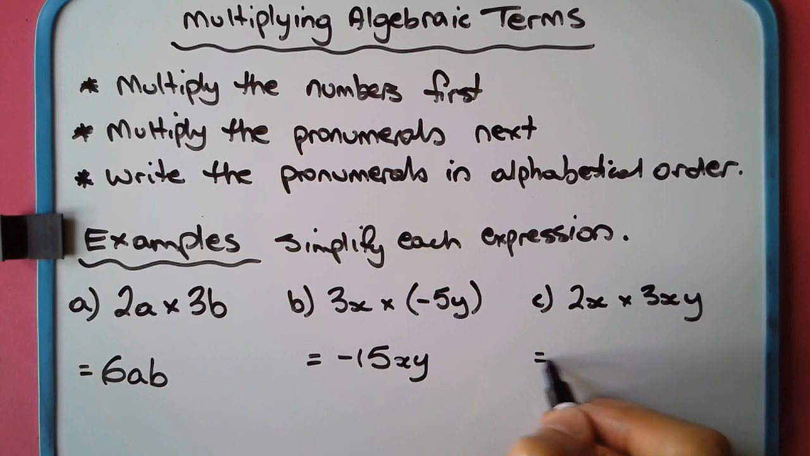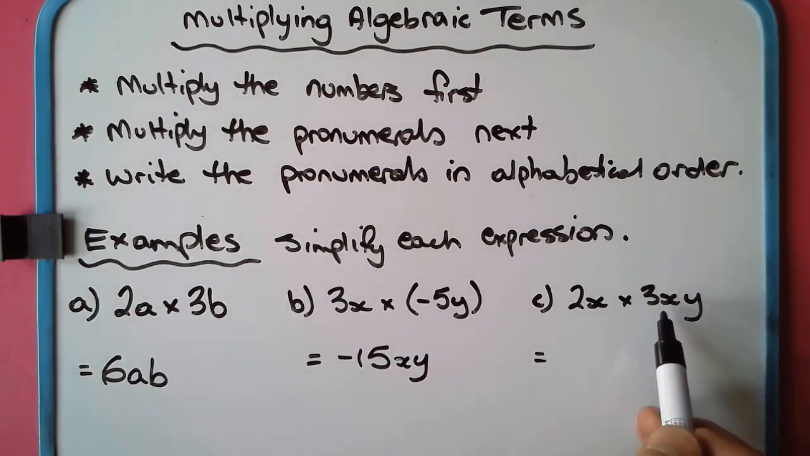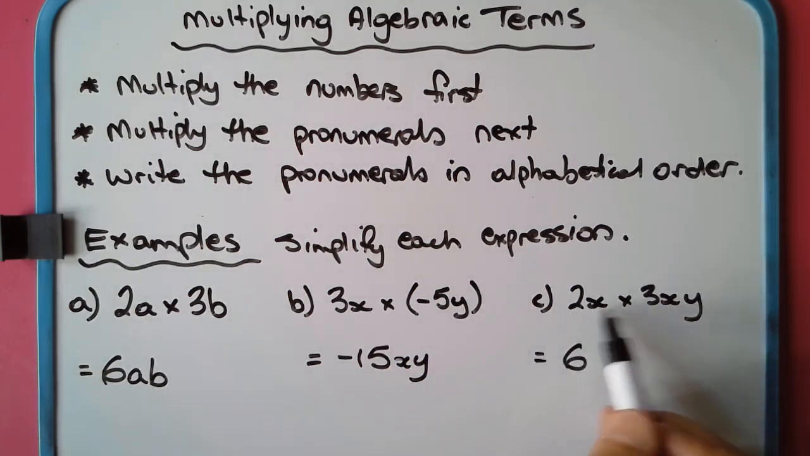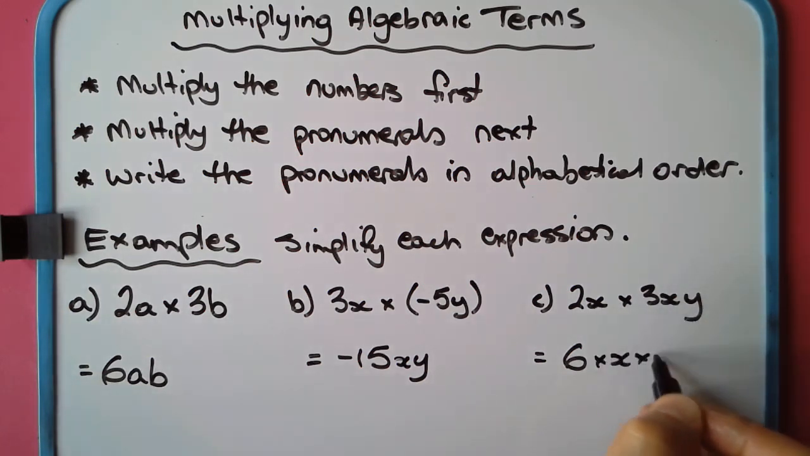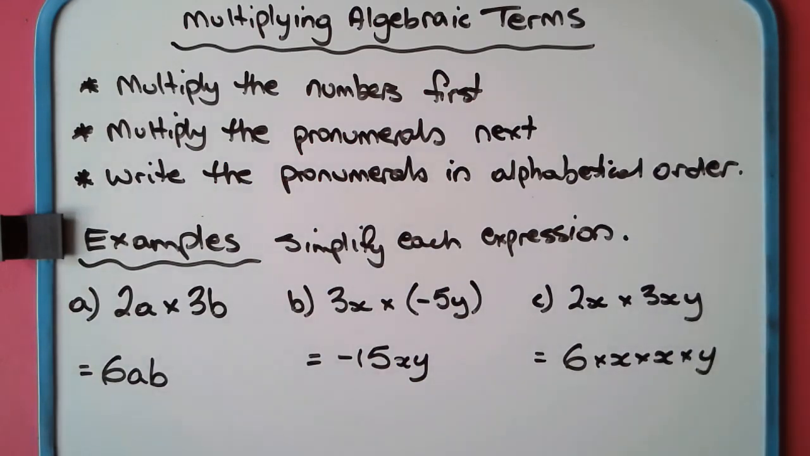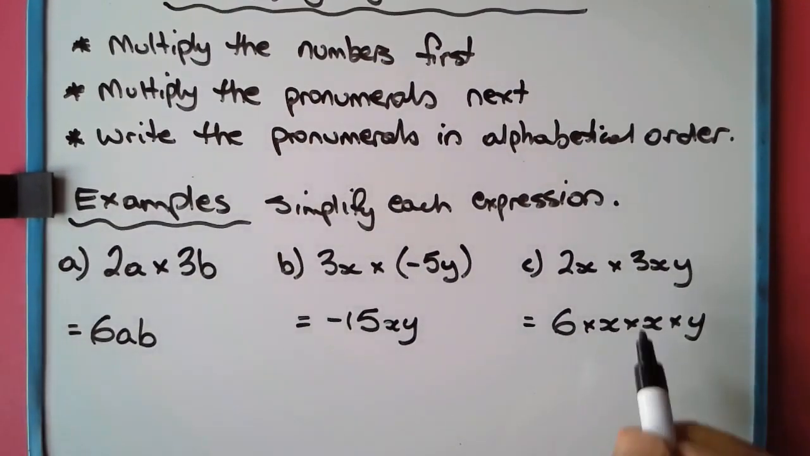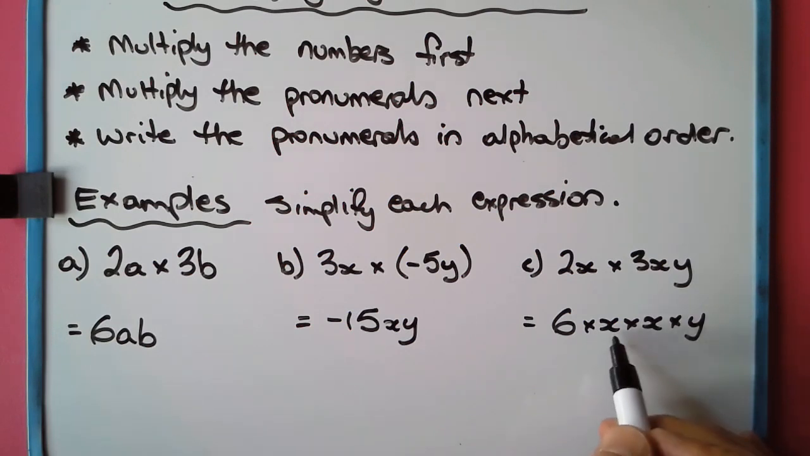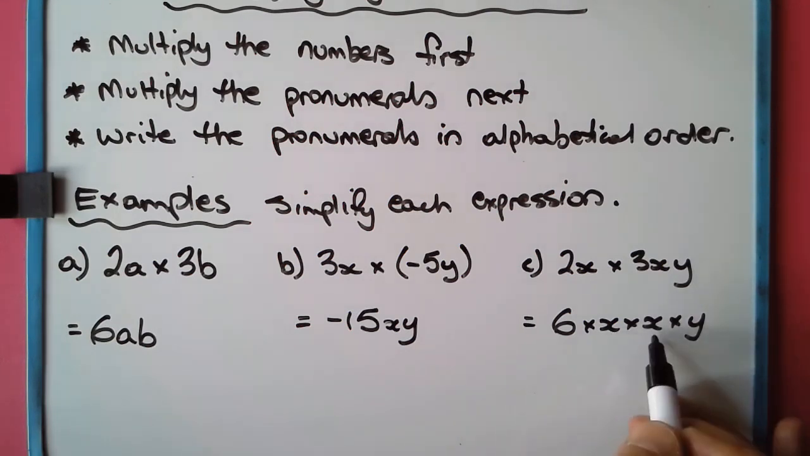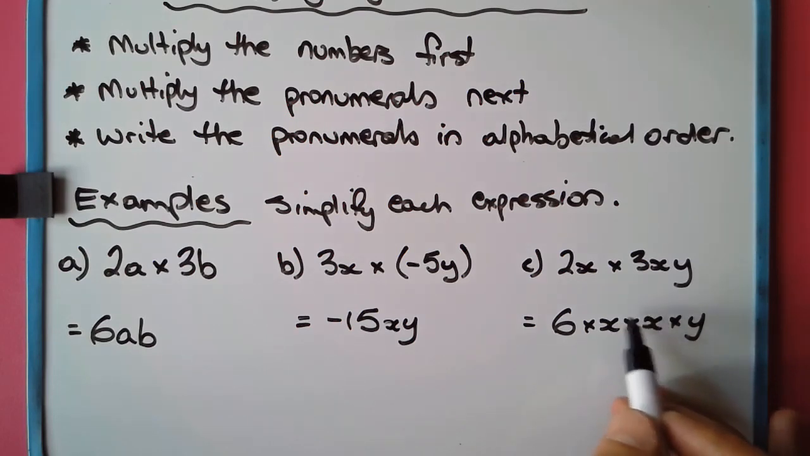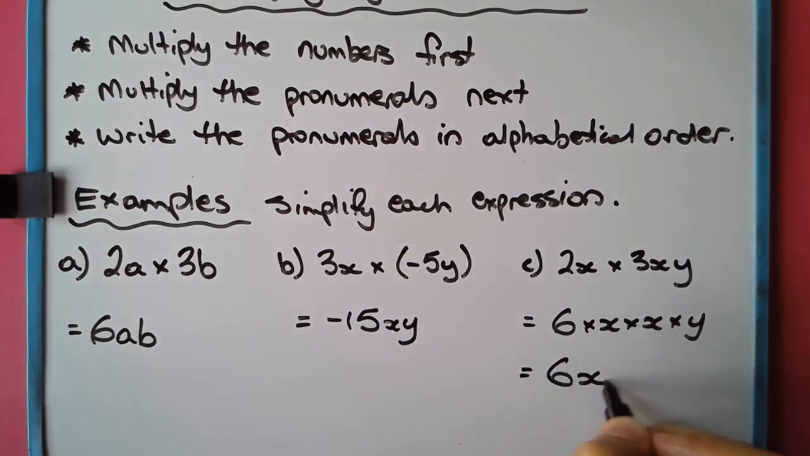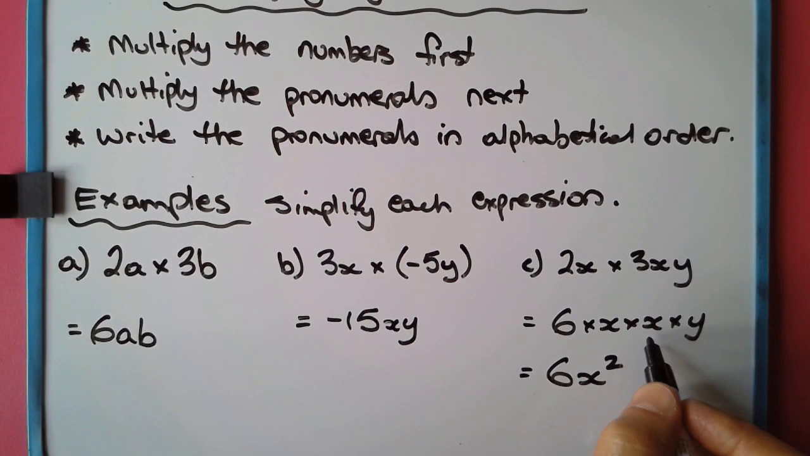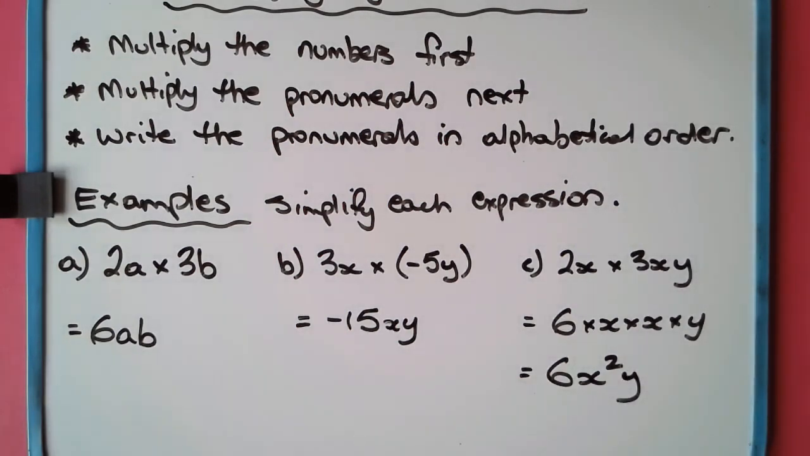So for part C, again, same thing, 2 times 3 is 6. Now notice that we have an x times x. I might just write this out in full first so you can see what's going on here. So we have two terms that are like terms, and when you're multiplying two pronumerals that are like terms, we add the indices together. In fact, we turn this into a squared because it's x times x. So we'd write it as 6x squared y.